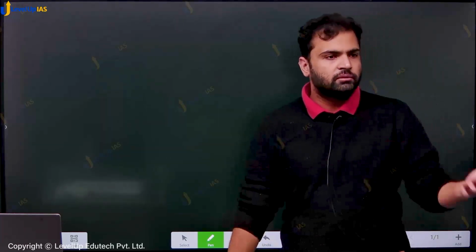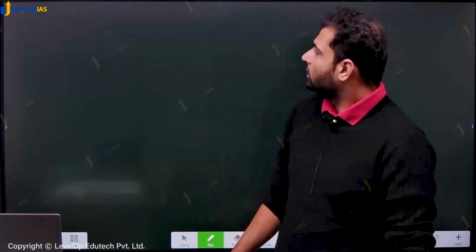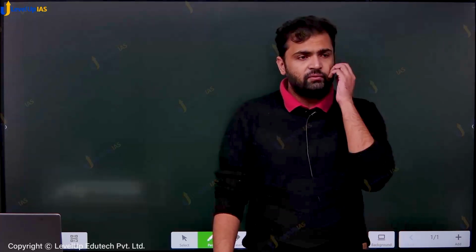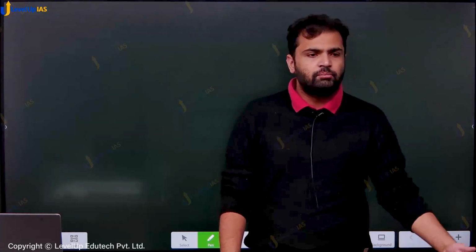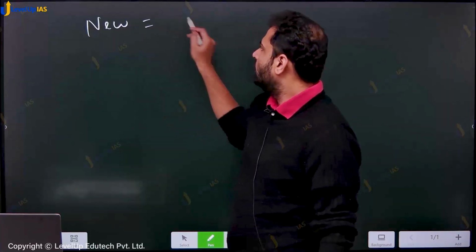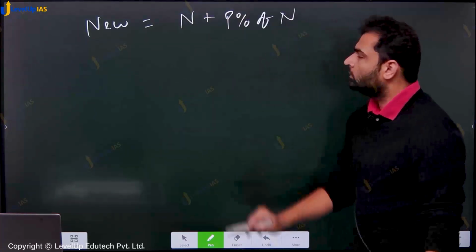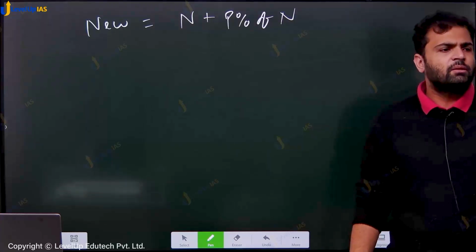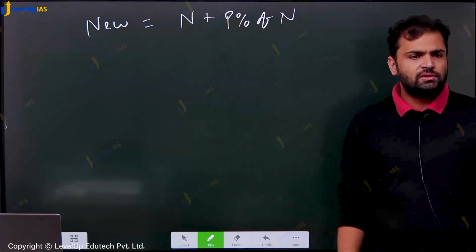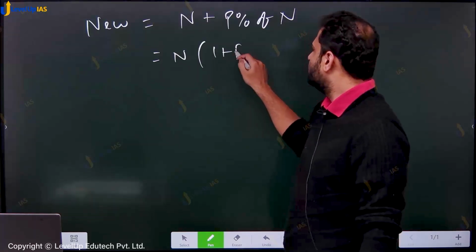Then increasing by some given percentage. That was the next section, the 10th section that we covered. In that section, we had a number and said that if we increase that number by some percentage, what will be the new number? The new number would be nothing but the old number plus p% of the old number. We can take n as common and write it as n times 1 plus p%.